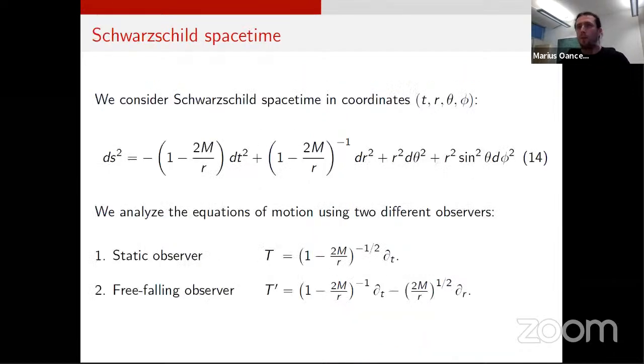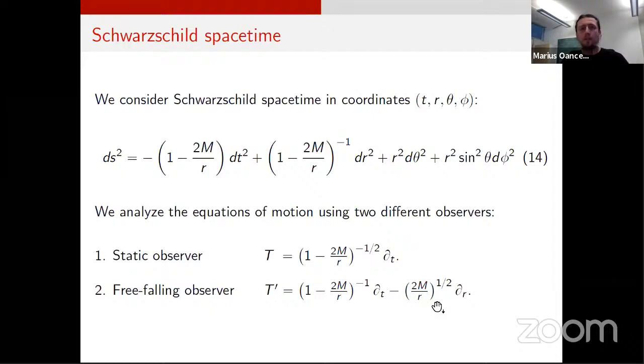We can also look at a more complicated example. We can also look at what happens in Schwarzschild, for example. And here we have the Schwarzschild metric, and we can pick two different observers in Schwarzschild and see what we get. The choices that I made over here are the following. On one hand, as a reference, I picked a static observer T, and as a second observer, I'm picking a free-falling observer T prime, given over here.